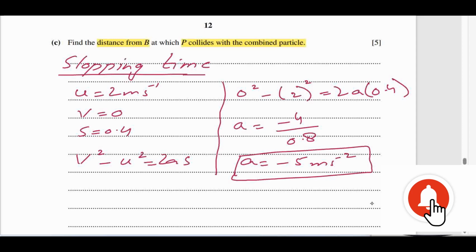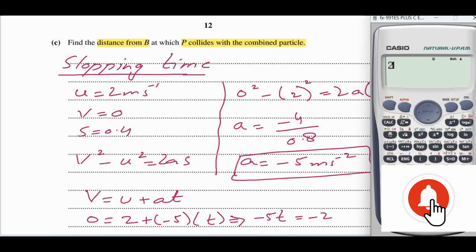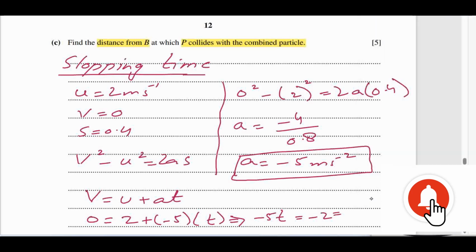Now we can find out the time. So v is equal to u plus at, sloping time. So v will be equal to 0, u will be equal to 2, and acceleration is minus 5 times t. So sloping time: minus 5t is equal to minus 2. So 2 divided by 5. This will be equal to 2 by 5, which means 0.4 seconds. So time will be equal to 0.4 seconds. This is the sloping time, this is the sloping acceleration.